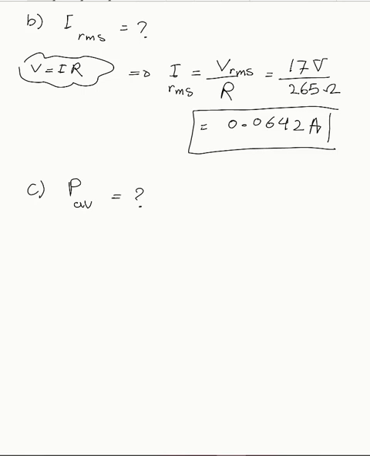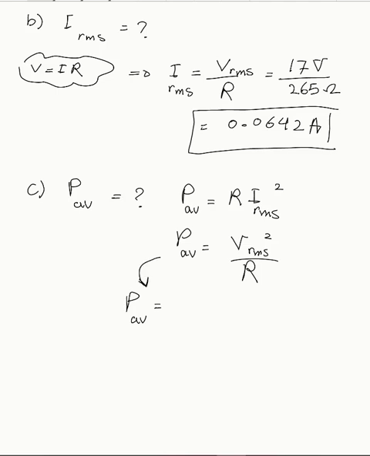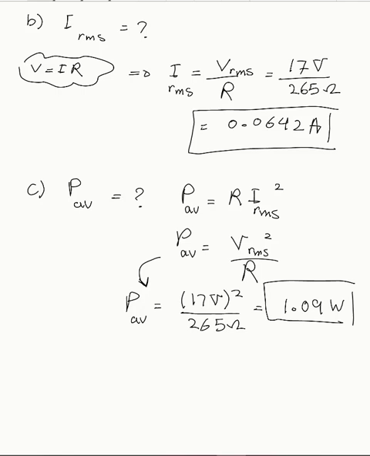Part C is asking for the average power. To solve this, you can use either of these equations: the average power equals R times IRMS squared, or VRMS squared divided by R. No matter which one I use, I just get the P average. Let's just go ahead and use the second one. So the P average will be 17 volts squared divided by 265 ohms, and this gives 1.09 watts. And remember that the unit for the power is watts.